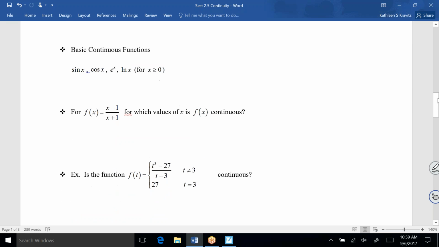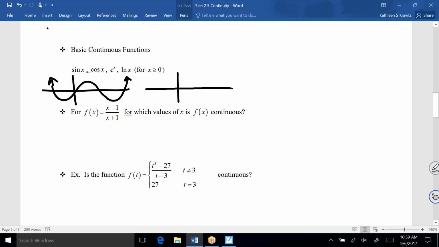So here's some examples of basic continuous functions. These are some functions that you know what they look like when they're graphed. So for example, sine of x, we can easily see that this sine function is going to be continuous because the sine function just oscillates between -1 and 1. The domain is all real numbers, so that function is definitely going to be continuous.